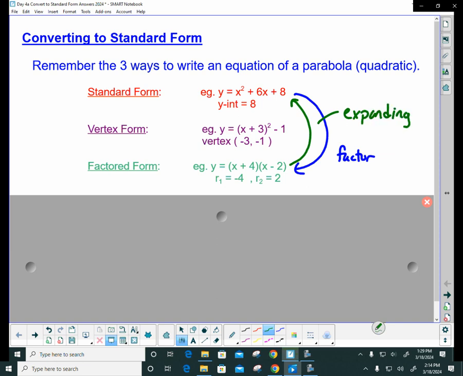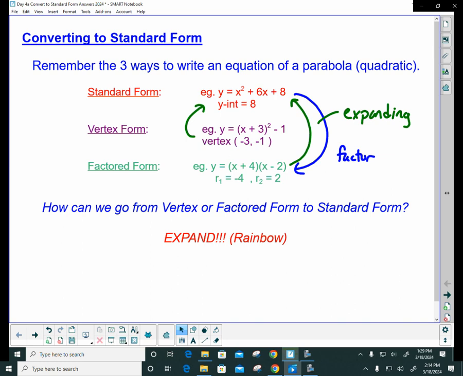So that's what we're going to do today. Now, you can also go from vertex to standard form by expanding, and we'll see examples of that. So how do we go from vertex or factored form? We have to expand or rainbow, and that's what this video lesson is all about.